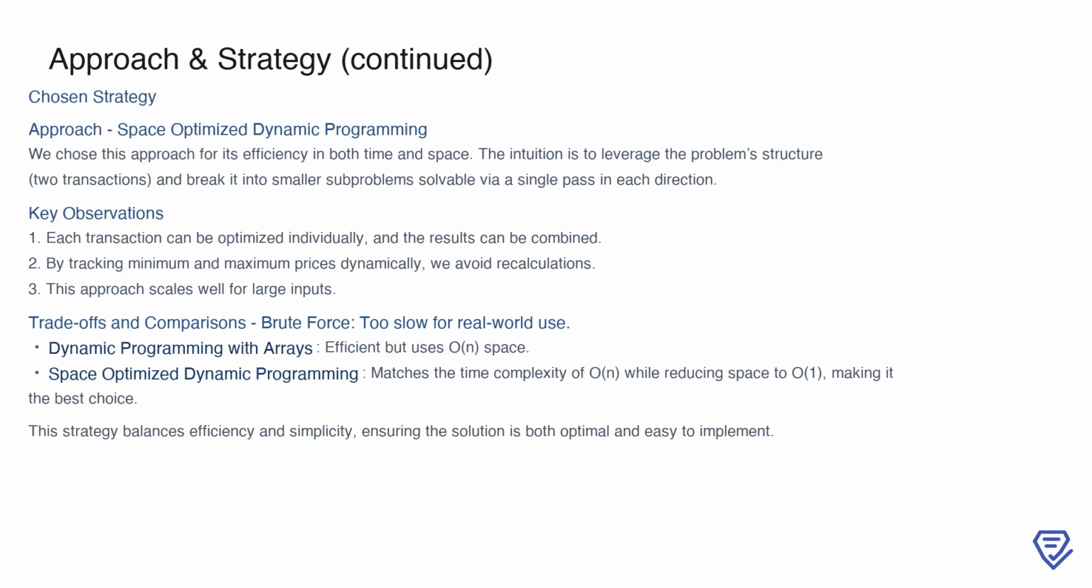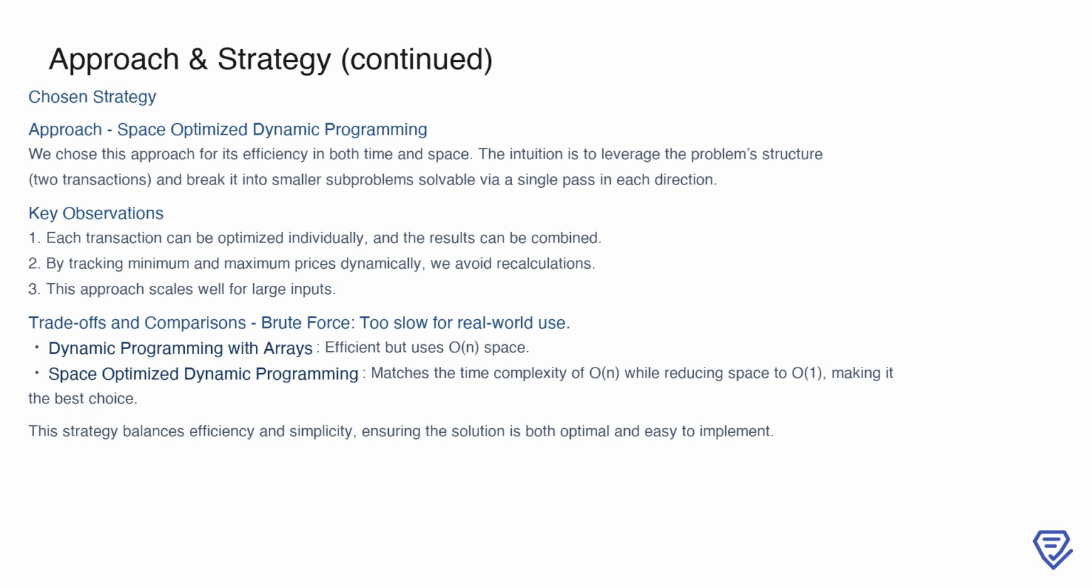The most efficient solution leverages a space-optimized dynamic programming strategy, which eliminates the need for additional arrays. Instead of storing all left and right values, we calculate them dynamically during the 2 passes over the array. In the first pass, as we move from left to right, we keep track of the minimum price seen so far and use it to calculate the current maximum profit for the first transaction.